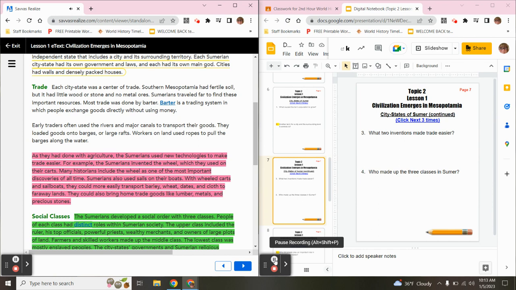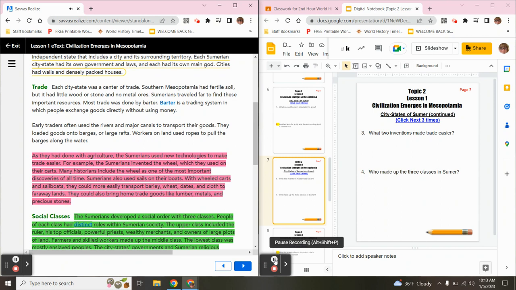Early traders often used the rivers and major canals to transport their goods. They loaded goods onto barges or large rafts. Workers on land used ropes to pull the barges along the water. As they had done with agriculture, the Sumerians used new technologies to make trade easier. For example, the Sumerians invented the wheel, which they used on their carts. Many historians include the wheel as one of the most important discoveries of all time.